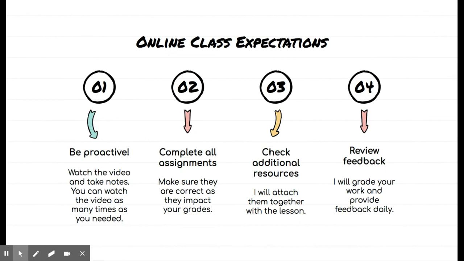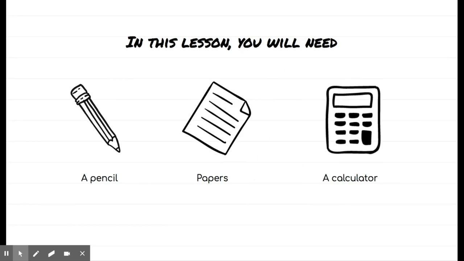Make sure you're watching the video carefully, complete all assignments, and check any additional resources that I posted. And make sure once you receive the email that's telling your score, review the feedback and reattempt if you are scoring less than 70%. In this lesson, you will need a pencil, papers, and a calculator.